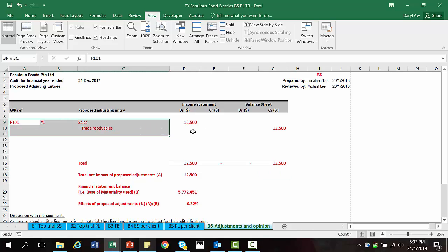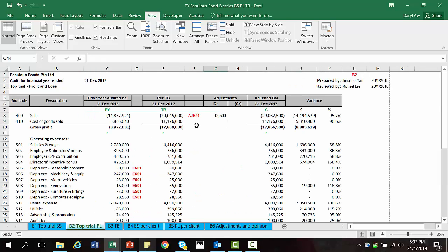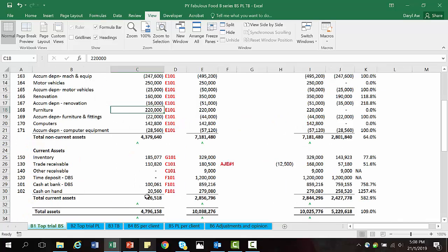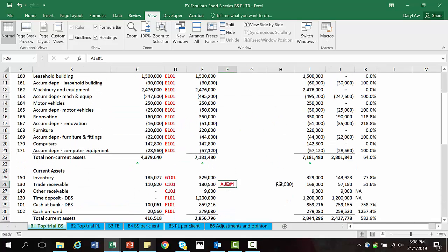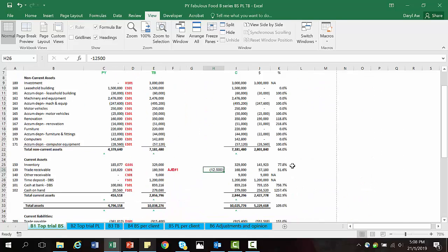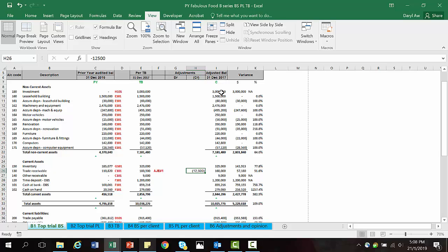So I have a proposed adjusting entry of debit sales 12,500 and credit trade receivables 12,500. I will need to debit this into sales and credit the corresponding entry into trade receivables. So in my top trial, I would have debited sales AJE1 12,500, and in my balance sheet under trade receivables, I would credit the adjustment here. When I have a lot of adjustments in B6, all the adjustments should be populated here nicely, so at one glance you will know what the adjusted balances are.